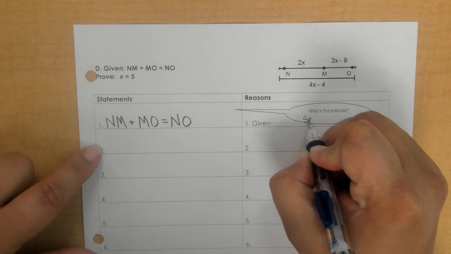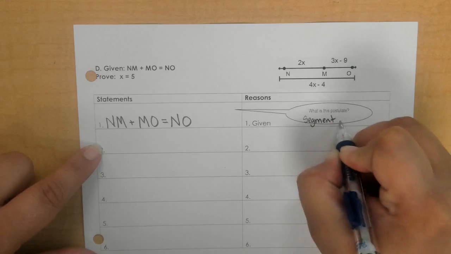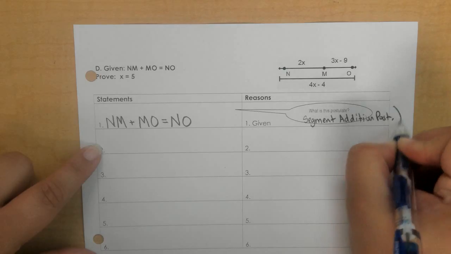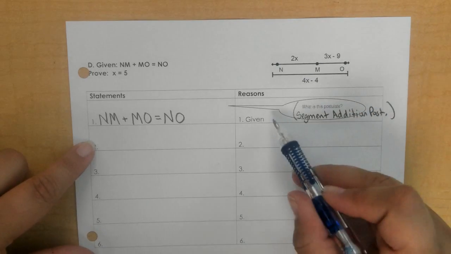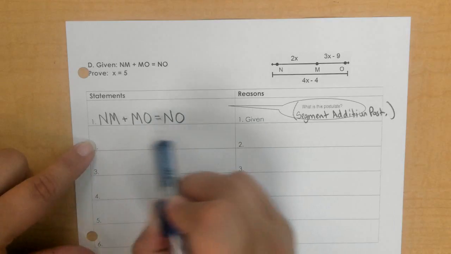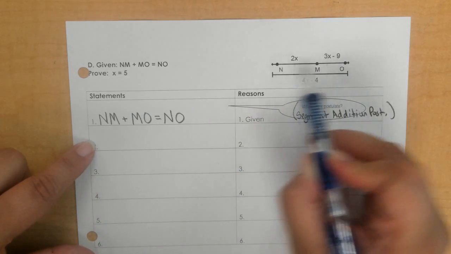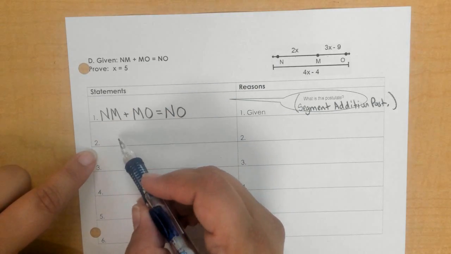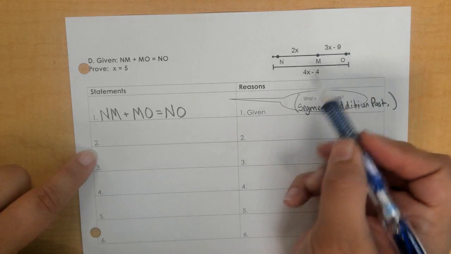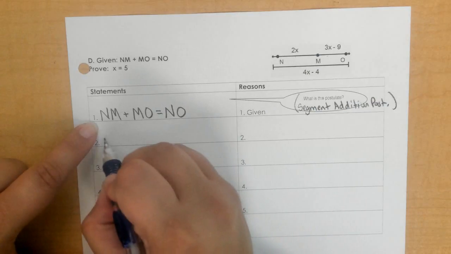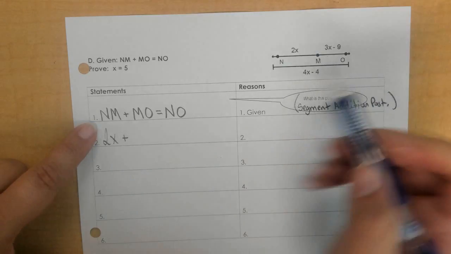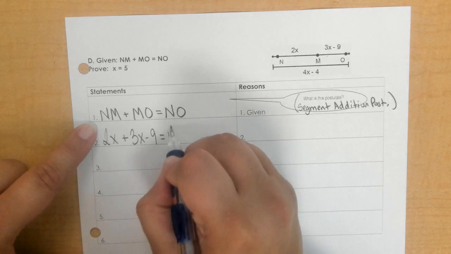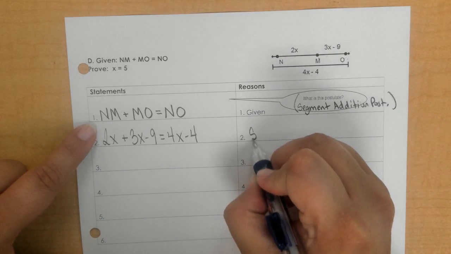Normally you don't write anything for the given, but I just want you to recognize what they are doing here. They're taking the piece plus the piece equaling the whole segment. So in order to actually solve x equals 5, we need to plug in our expressions from over here. NM is 2x, MO is 3x minus 9, and NO is 4x minus 4. So we did substitution.